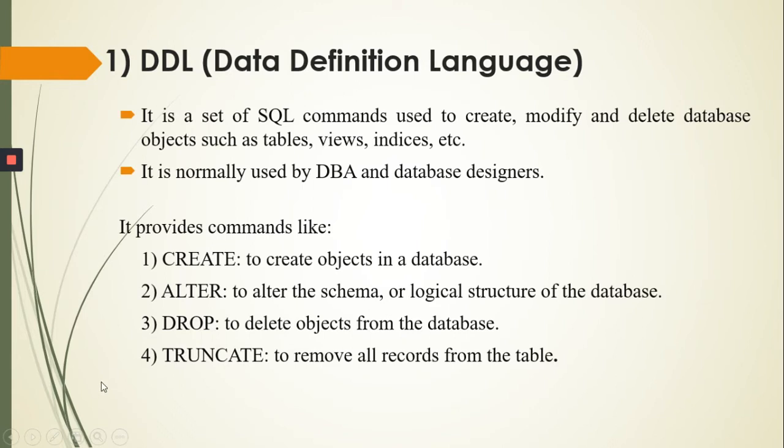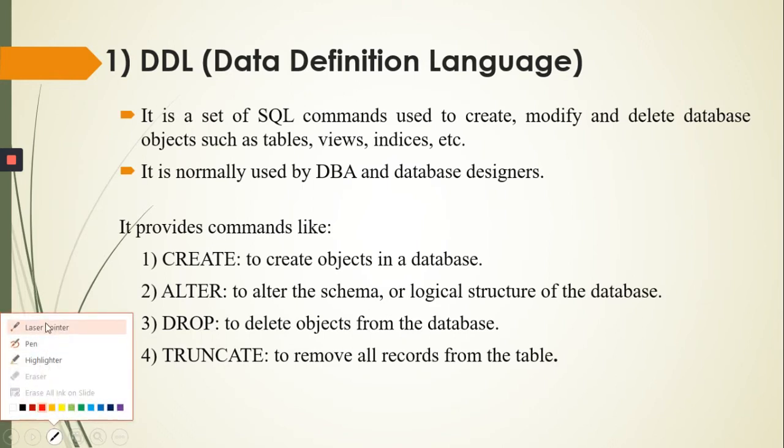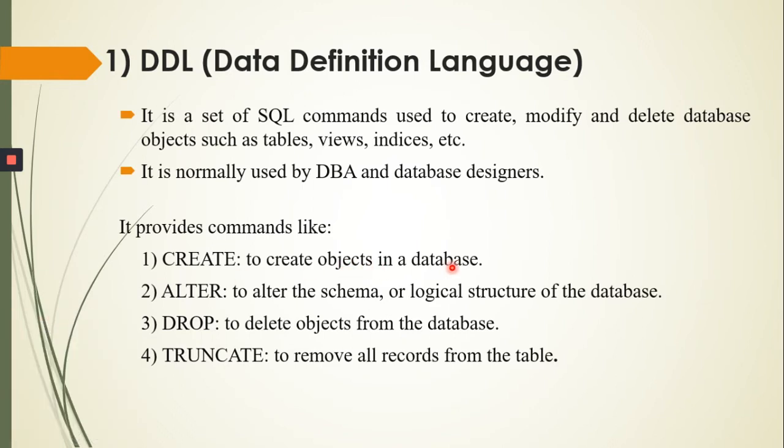It provides commands like create, which is used to create the objects in the database. Second is the alter command, used to alter, meaning modify, the schema or logical structure of the database. Next is drop, to delete the objects from the database. Next is truncate, to remove all the records from the table. Drop means we can delete the tables, and truncate means the content records of the tables are deleted. That is the difference between drop and truncate.